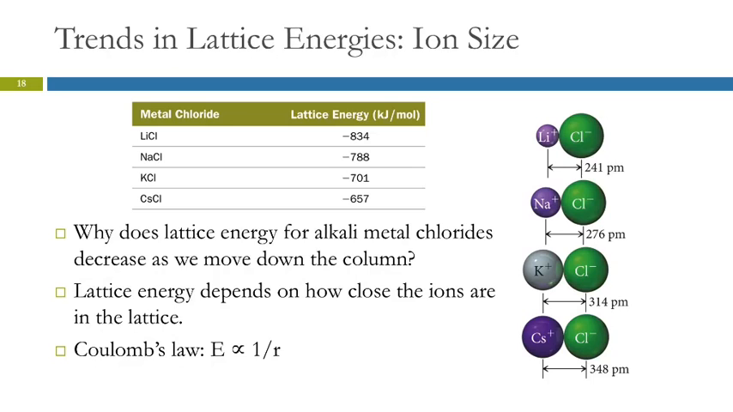So why is it decreasing? It has to do with the size of the ions. So here's an illustration of their sizes. We're comparing chlorides, so we're keeping the anion constant. But look at the cations. We learned in chapter 8 that as you go down a group, the atom or ion size is going to get larger, right? So think about cesium, big ion, trying to get close to chloride. The distance between the nuclei is going to be 348 picometers.